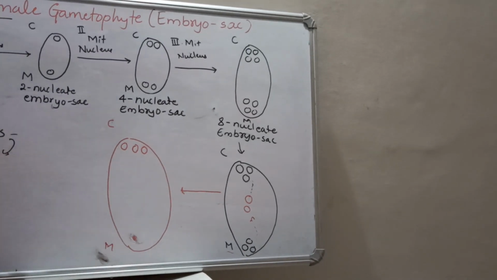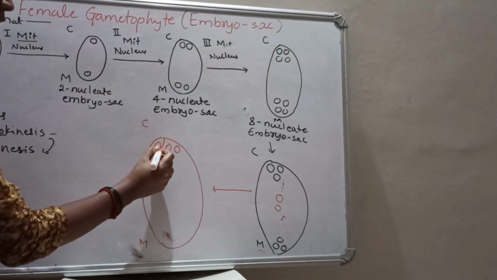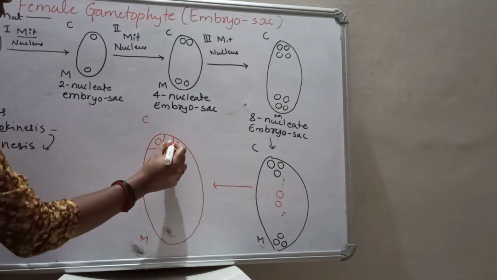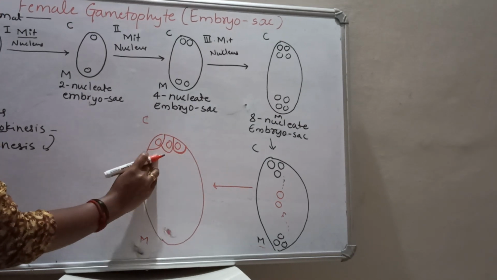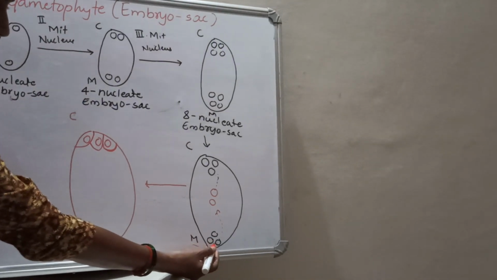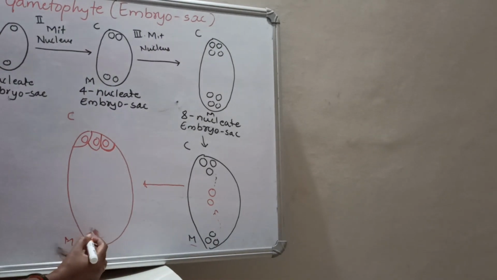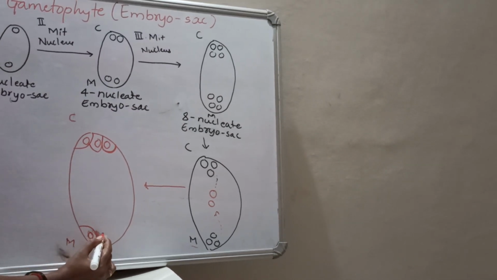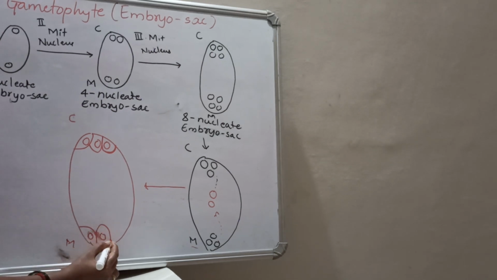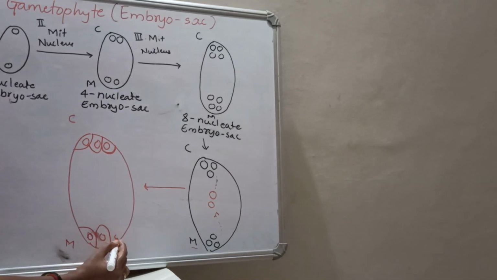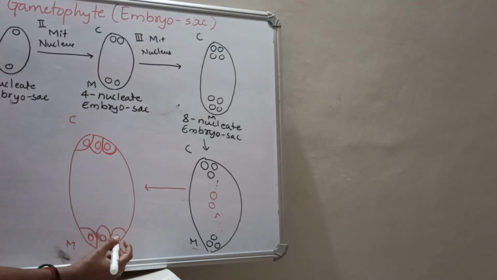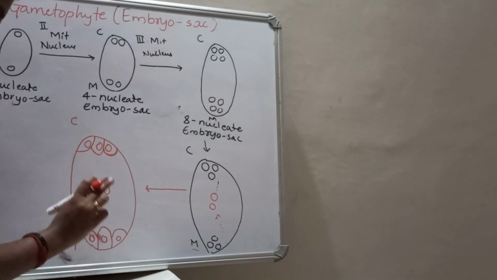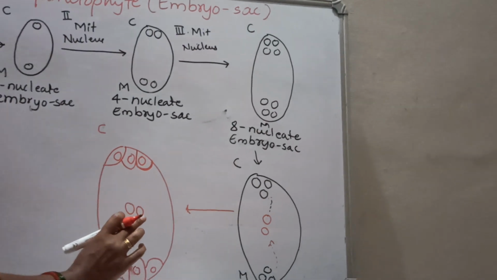After cytokinesis takes place, the wall is formed around that nucleus. Okay. Then the three cells are present at the micropylar region. One nucleus is here, the wall is formed. One nucleus is here, also the wall is formed, and the one nucleus here, and also the wall is formed. And the two nuclei remain in the center of this cell.